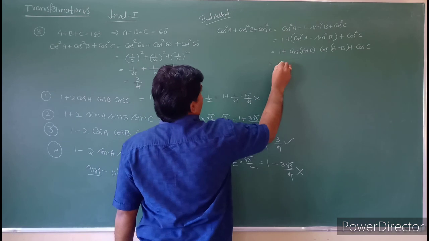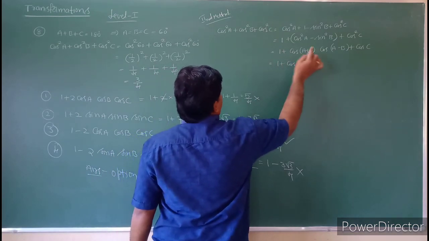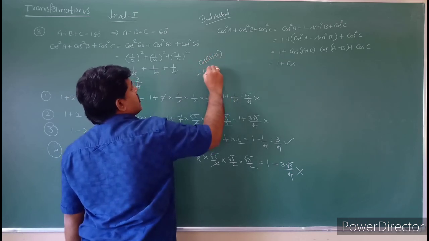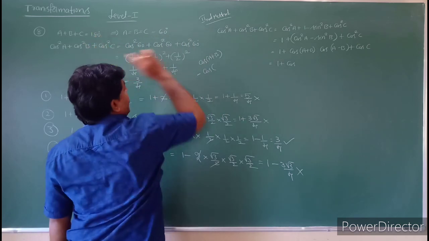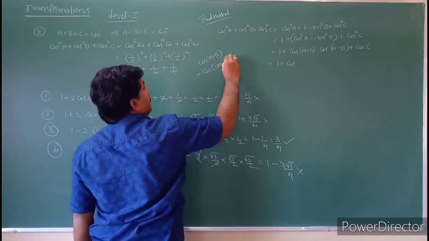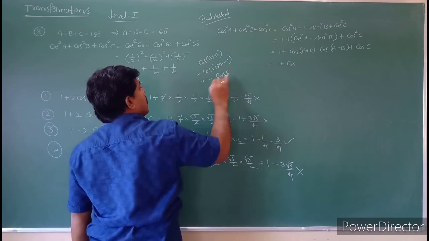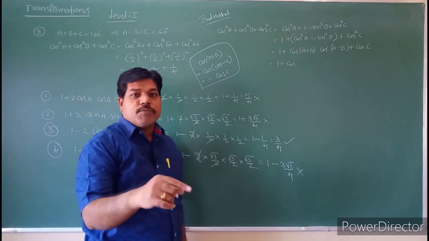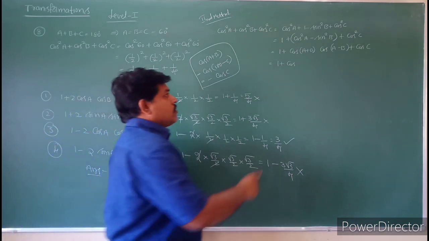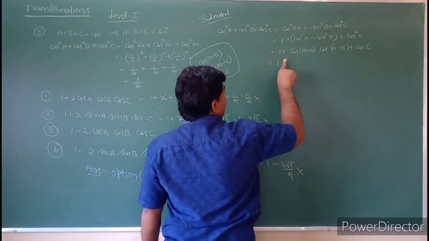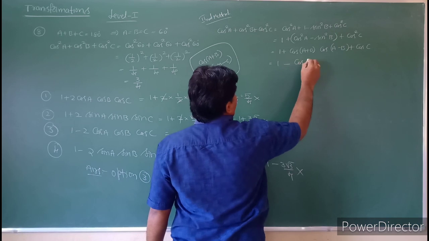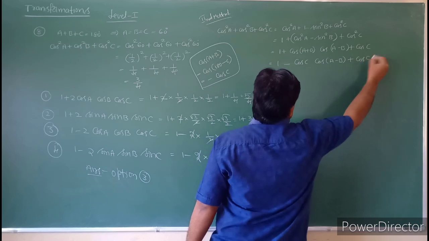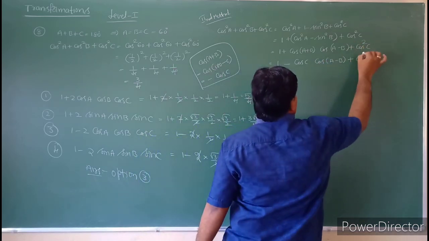So that is equal to 1 plus cos of A plus B. See, students, cos of A plus B, what is the meaning: A plus B plus C is 180, so A plus B can be written as 180 minus C. It will become minus cos C. So in the place of A plus B, I will write that directly. So that is nothing but minus cos C into cos of A minus B, plus cos square C.